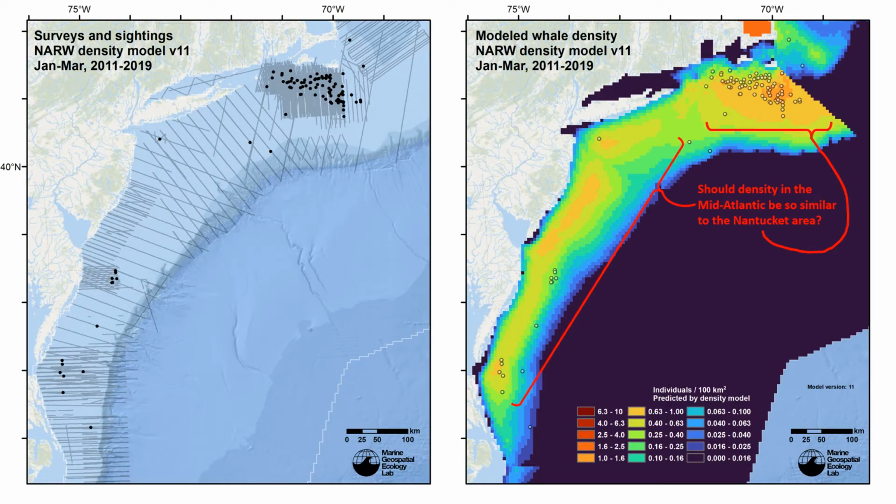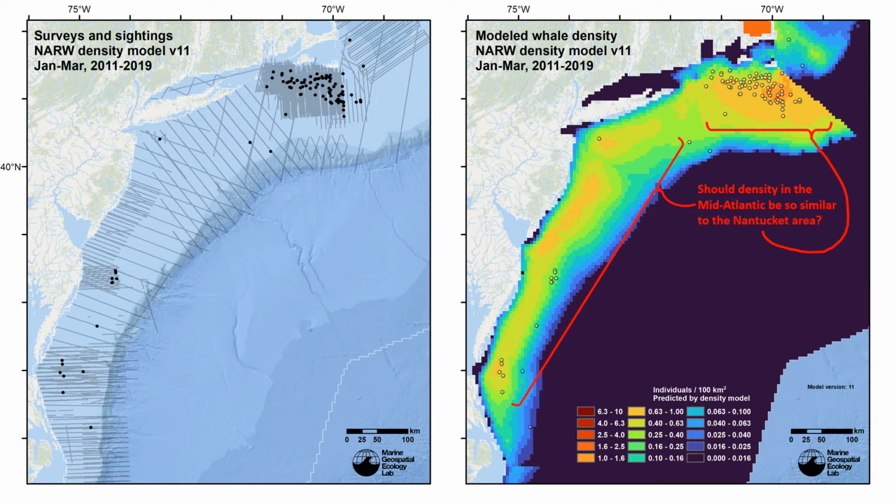Here you can see our concern with V11. This shows the survey sightings and mean density for the January to March period of 2011 through 2019. We can see on the right that the model was predicting fairly similar density in the mid-Atlantic and south of Nantucket. But we can see on the left that there are far fewer sightings across the mid-Atlantic shelf, but also much less effort.